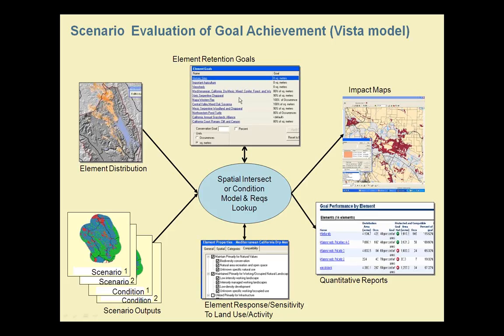So an example, this again is the NatureServe Vista model. We've got our element distributions, also resource distributions, so the features we want to assess. We have our scenario maps. We're going to intersect these things together. We might do some basic categorical lookups to how elements respond in a negative, neutral, beneficial way to different things occurring in these scenarios, or we might go to a condition modeling function within Vista, and then we're going to look up how we're doing on our element retention goals and export out a variety of maps and quantitative reports. Again, Ian will show us some of that live.